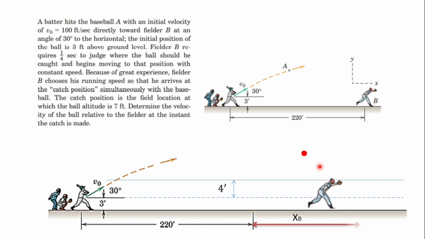If you look at this one, the ball is generating a projectile motion, whereas fielder B has his own constant speed with a rectilinear motion. Then we can see how to evaluate such questions. Normally the ball will have its own velocity, and the fielder will also have his own velocity. Once we evaluate each independently, we'll see the velocity of the ball relative to the fielder. Now let's see the solution part.